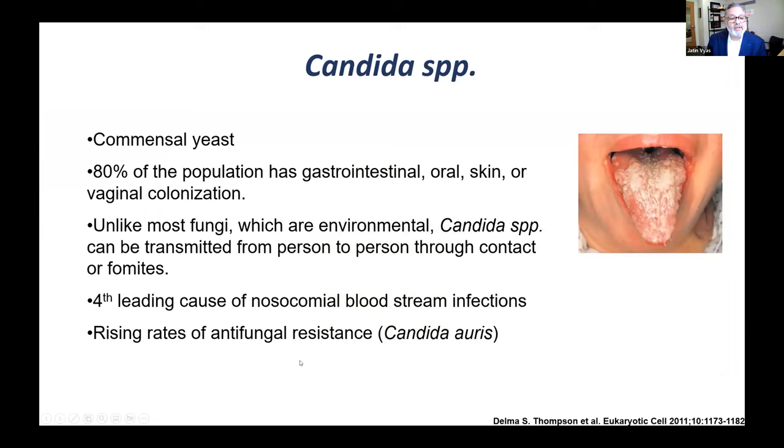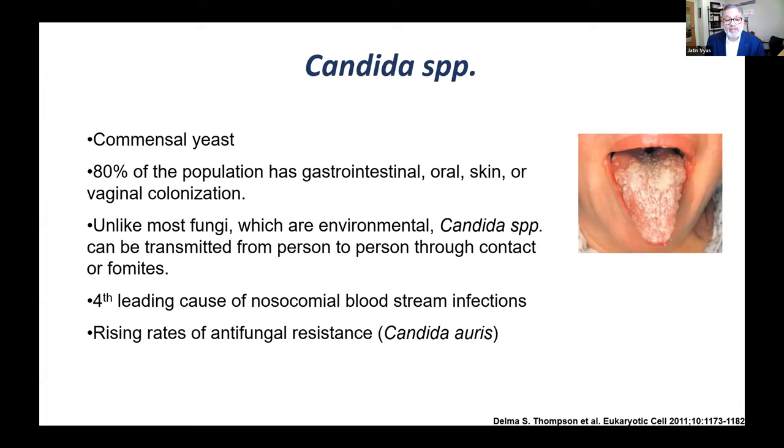And so I'll focus a little bit of my time on Candida species for those who don't spend as much time thinking about this as a commensal yeast organism that is found in humans, predominantly in the gastrointestinal, oral, skin, or vaginal colonization. Unlike most fungi, the Candida species can be transmitted from person to person through either contact or fomites. But when it does cause infection, it is fairly morbid.